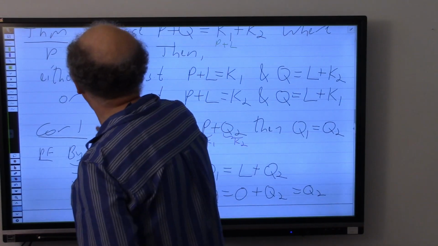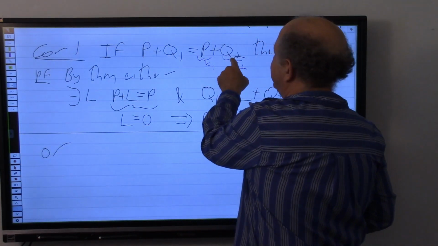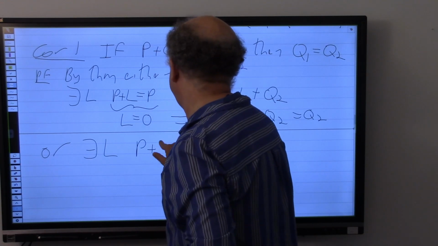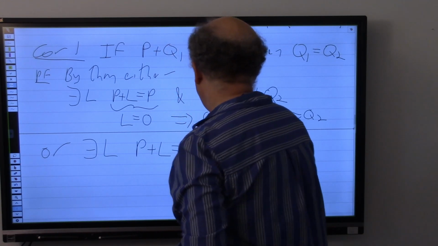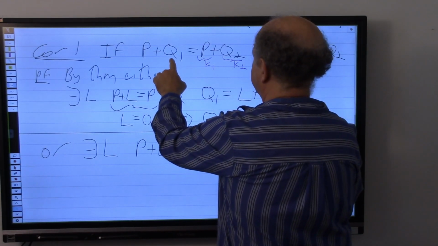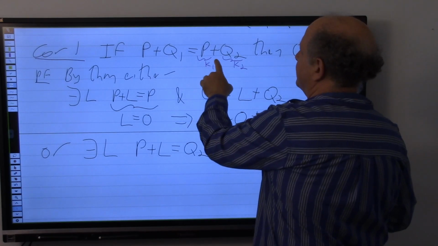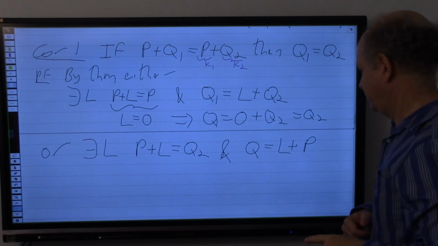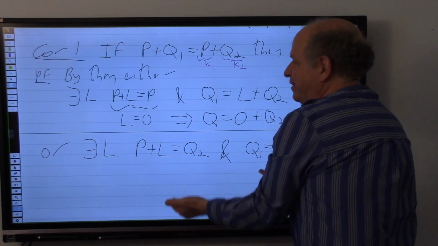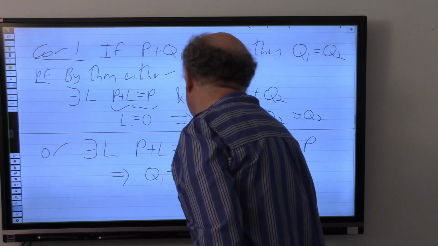And there is a second possibility: P divides Q2, so there exists some L such that P plus L is equal to Q2, and in this case, Q1 is equal to L plus P. But again, in this case, it's automatic. I mean, I just wrote Q1 and Q2 as the same thing. In this case, Q1 is equal to Q2, so we're done.